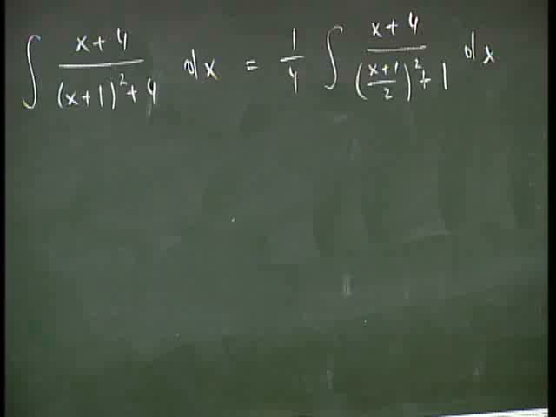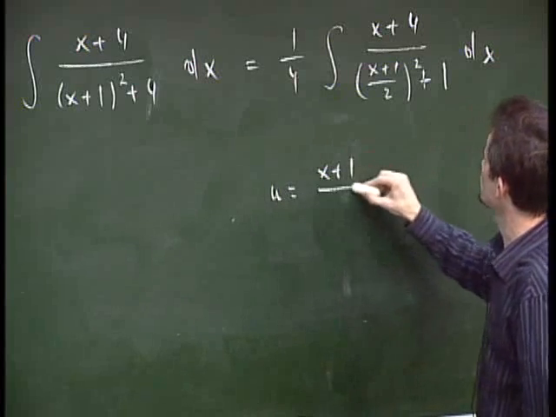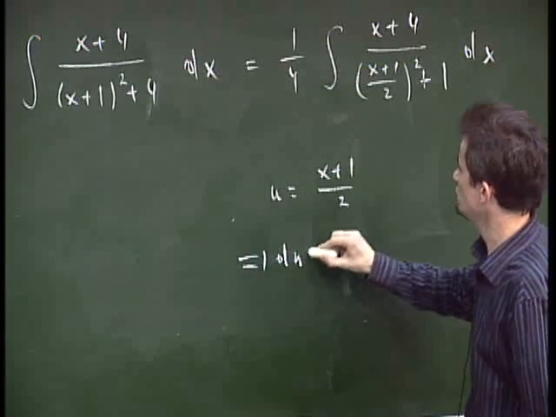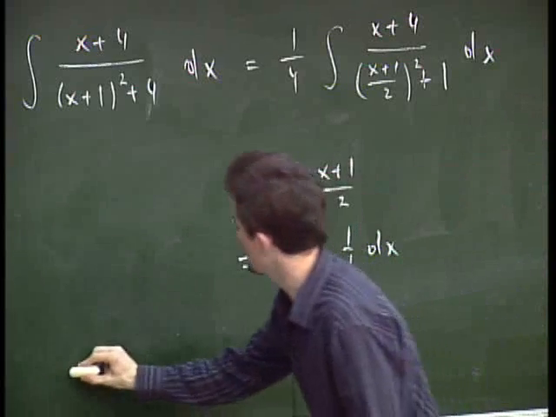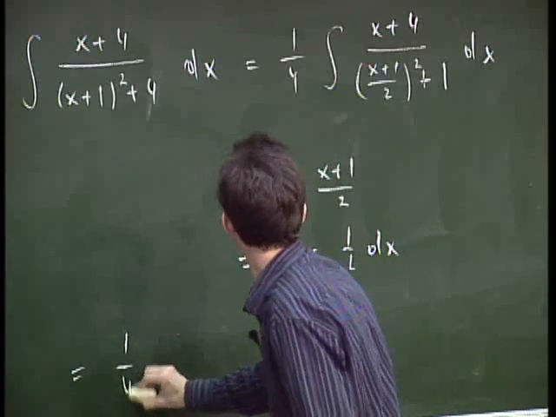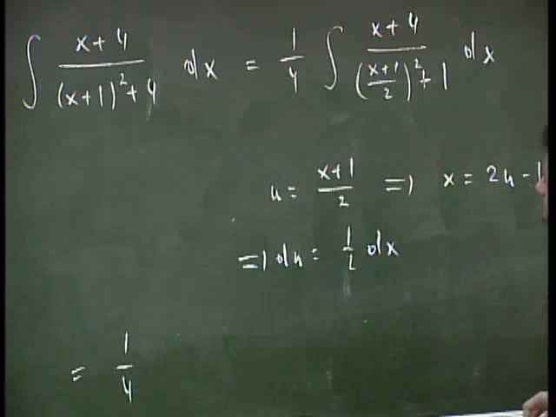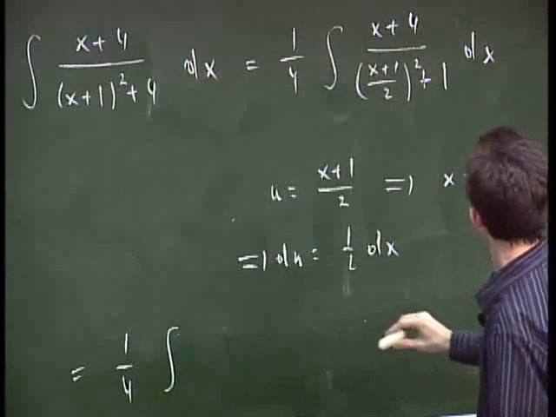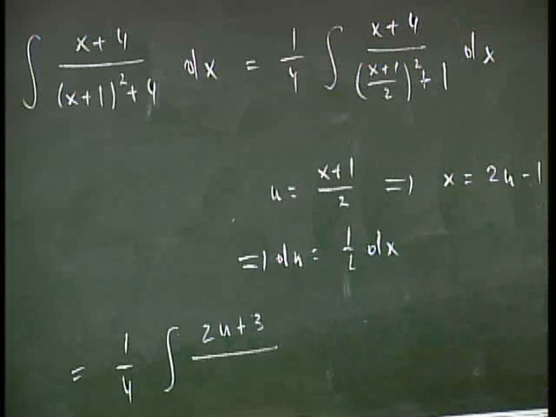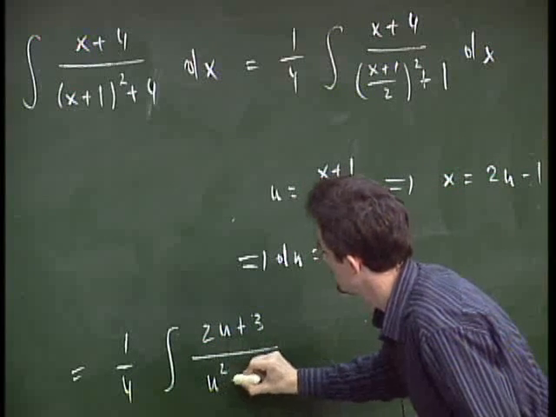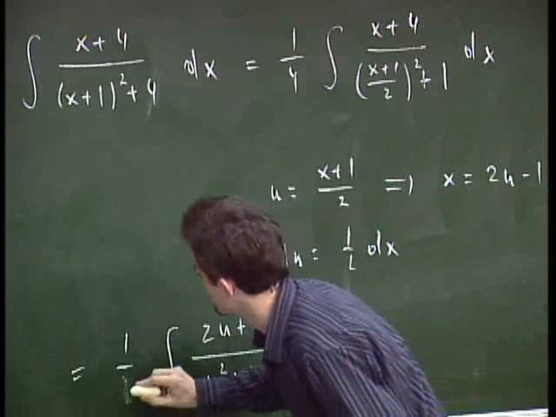And now you substitute here. Then you get essentially what you have seen before. So you substitute u is equal to x plus 1/2, which means that du is equal to dx. So this is equal to 1 over 4. We have to plug in here x is equal to u minus 1/2. So you have the integral of (u plus 7/2) over (u squared plus 1) du.